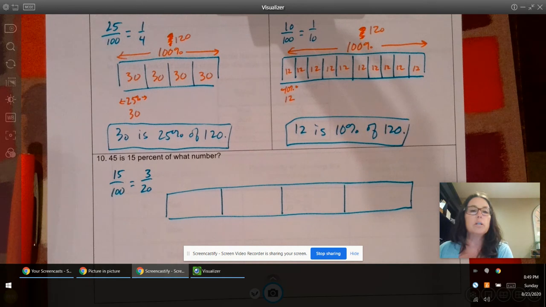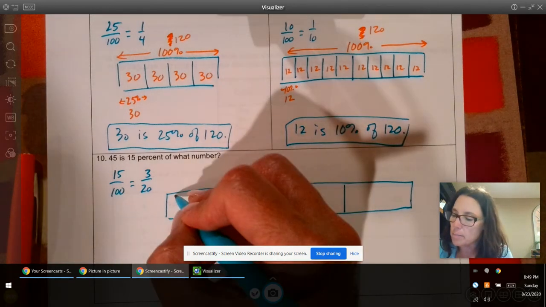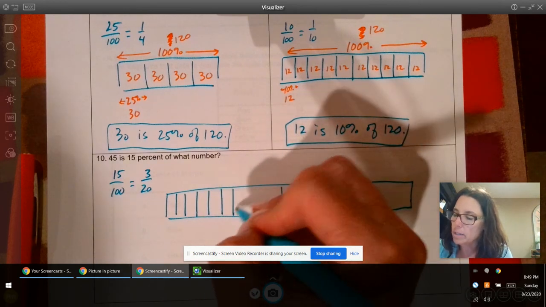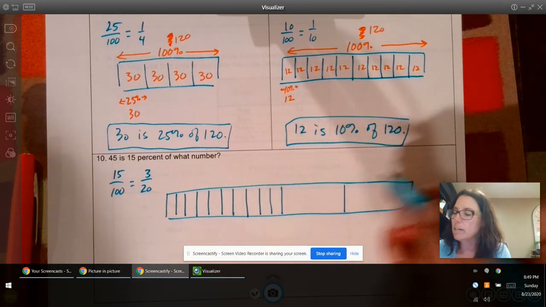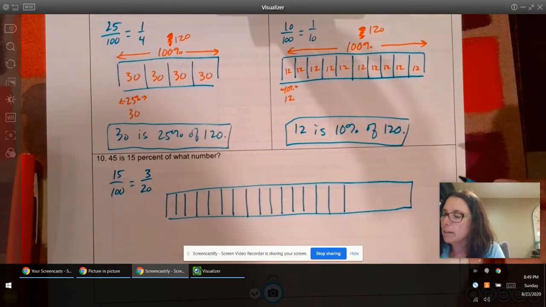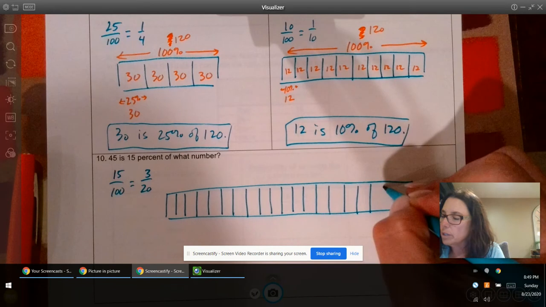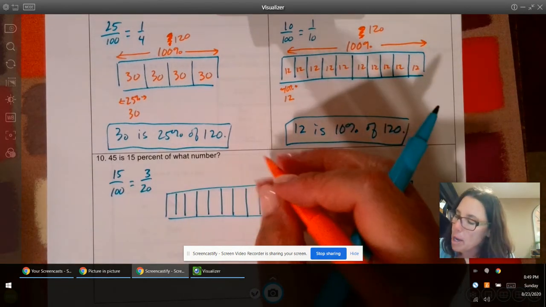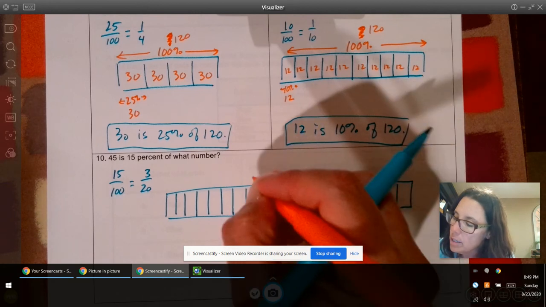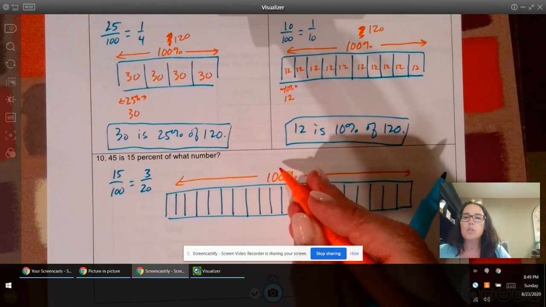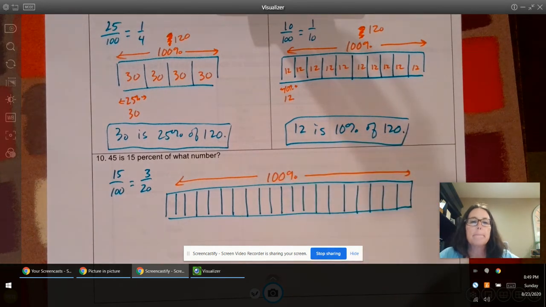Now it's much more manageable for me to bust this up into 1, 2, 3, 4, 5, and so on, five in each group. All right, 100%. You in agreement that we're trying to find what goes with 100%? We're trying to find this question mark here.